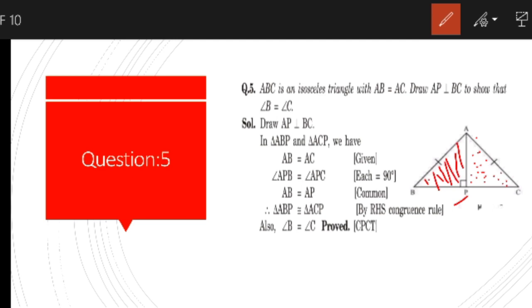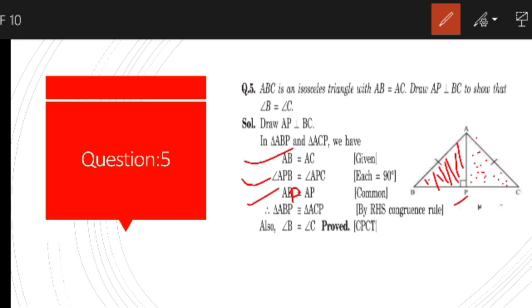In this, AB is equal to AC is already provided in the question. The perpendicular we have drawn, so the angle at P is 90 degrees. That means angle APB is equal to angle APC, each is 90 degrees. And AP is equal to AP, so here it will be again a misprint. AP is equal to AP is a common side. So since it is a common side, we got three of our requirements to make the triangles congruent.